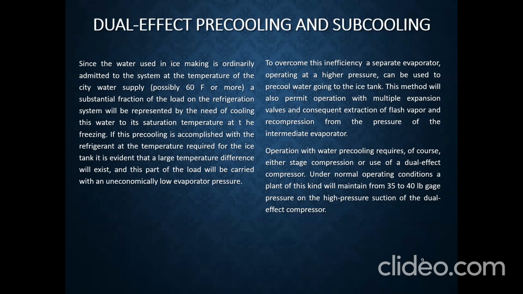Na-discuss natin yan. Operation with water pre-cooling requires, of course, either stage compression or use of dual effect compressor. Under normal operating conditions, a plant of this kind will maintain from 35 to 40 pounds gauge pressure on the high pressure section of the dual effect compressor.